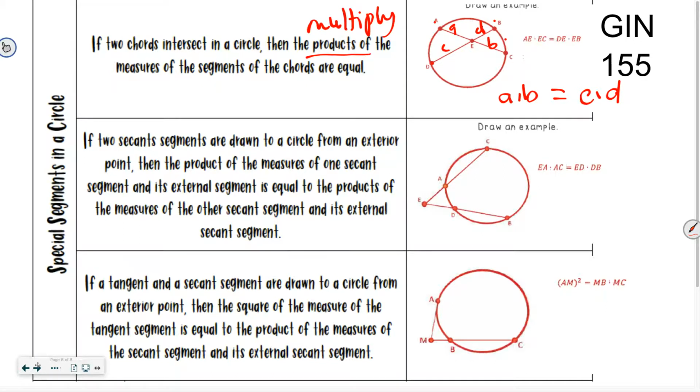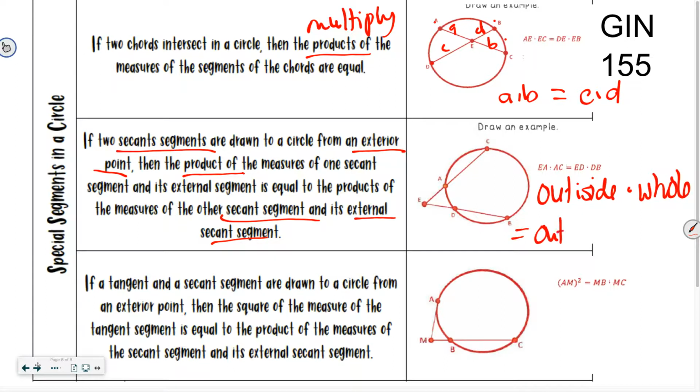The next one says if 2 secant segments are drawn to a circle from an exterior point, then the product, multiply, of the measures of one secant segment and its external segment is equal to the product of the measures of the other secant segment and its external segment. So sometimes we like to say it this way: outside times whole equals outside times whole. Okay, so this is the outside here, and then this would be the whole line. This would be the outside here, and this would be the whole line. And we'll go more into this theorem as we progress in the chapter.